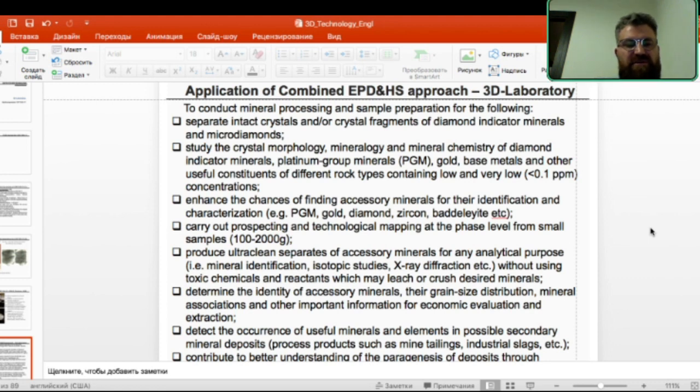Like just recently, we have a stream of the same type of work we've done for prospectors, for guys who are prospecting the areas for gold, and we were able within 50 samples to find just 3 samples. I think it was 3, Oleg, right?